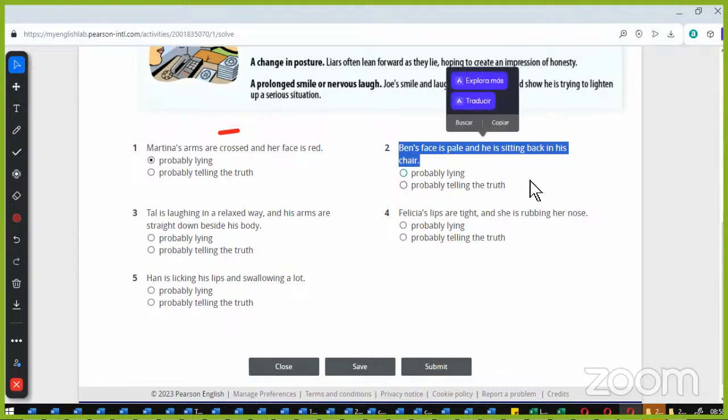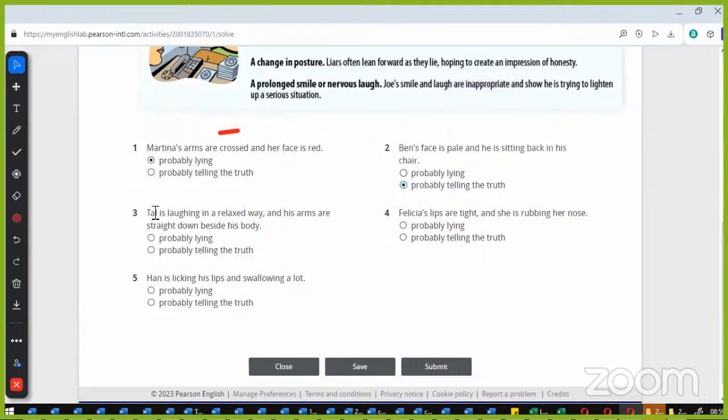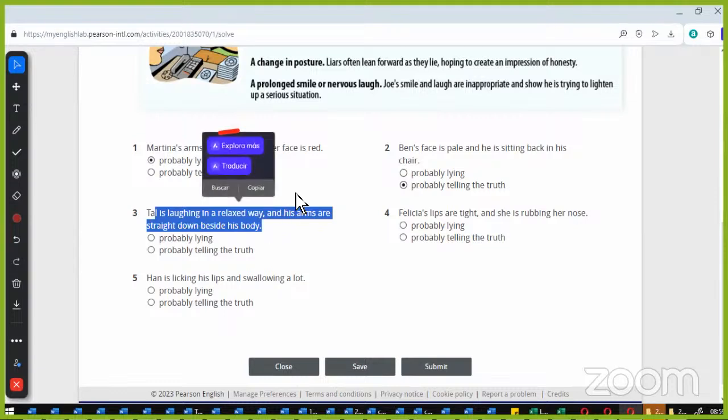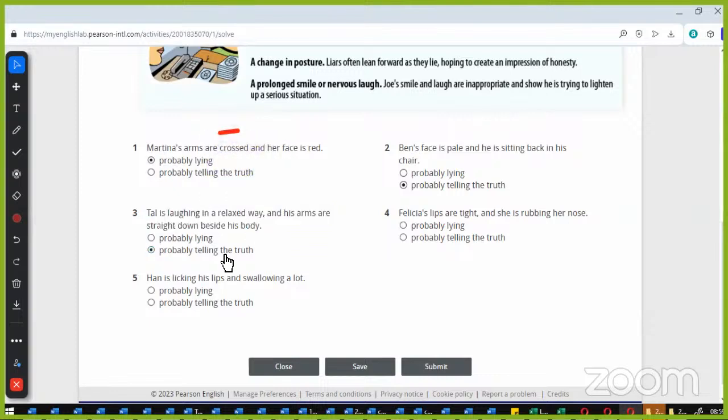Okay, Ben's face is pale and he's sitting back in his chair. Well, probably telling the truth. Okay, Todd is laughing in a relaxed way, and his arms are straight down beside his body. Probably telling the truth. Alicia's lips are tight, and she's rubbing her nose. She's probably lying, I guess. Han is licking his lips and swallowing a lot. He's probably lying.